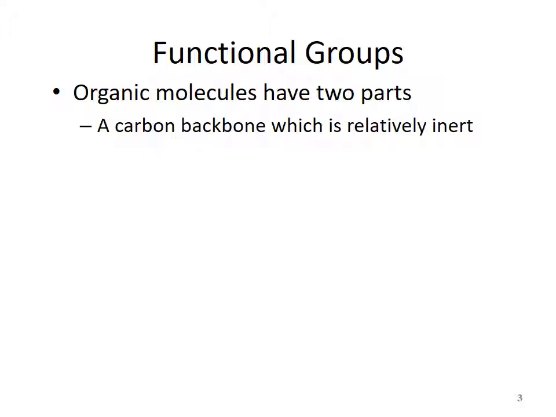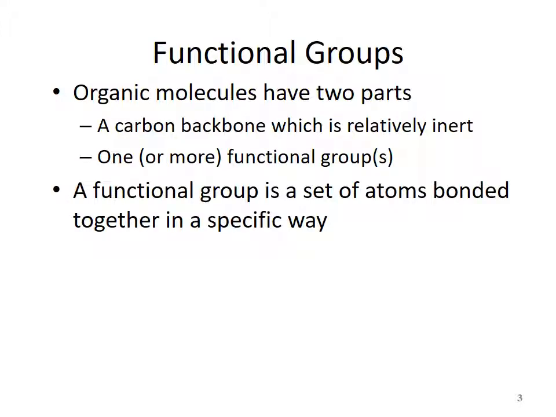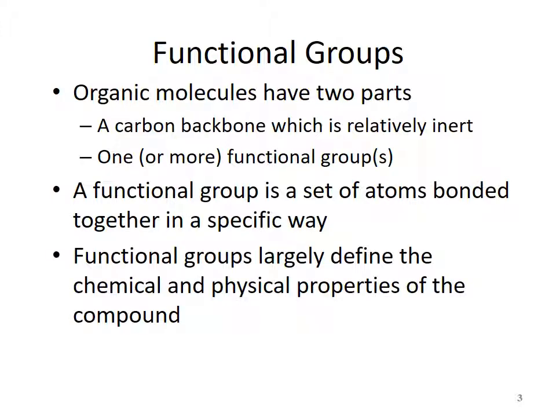But then when you start adding stuff to it, like a functional group, that's where a lot of the characteristics of that compound come from. So a functional group is a set of atoms bonded together in a specific way, and they largely define the chemical and physical properties of that compound. So when we compare one organic compound to another that both have 3 carbons in them, if the functional groups are different in the two, it doesn't really matter that there's 3 carbons in each. What will define what that compound does or the effect it has is really about the functional groups.